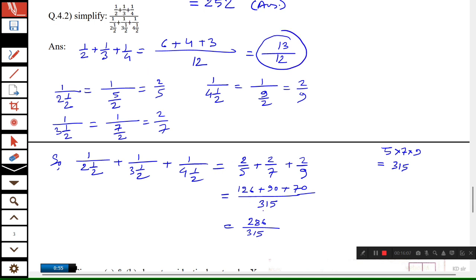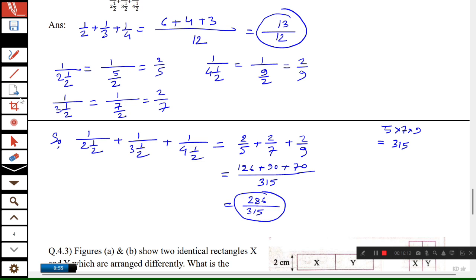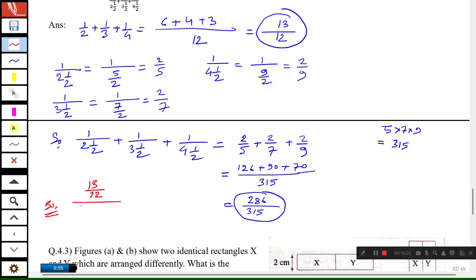This is the numerator, and this is the denominator. So the final answer is numerator by denominator. That means 13 by 12, and the denominator will be the reciprocal, so 315 by 286. So we calculate, if I divide by 13.